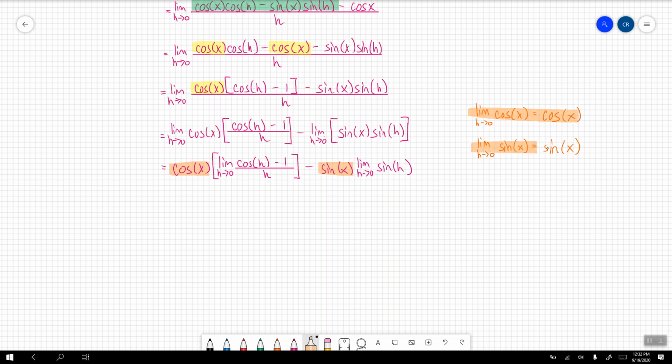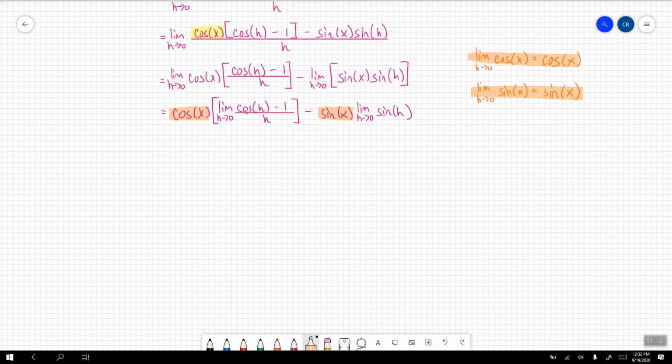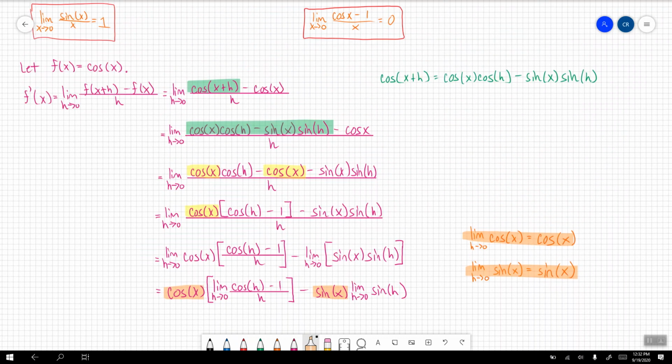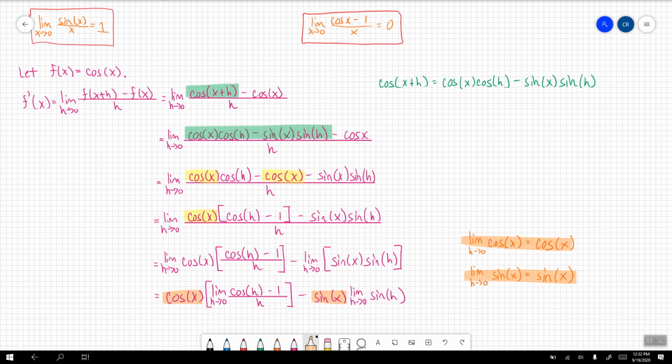That was this big piece and this big piece. There we are. Okay, so look at the first limit in the brackets: the limit as h is approaching 0 for cosine of h minus 1 all divided by h. That looks very familiar. So look at the top of your screen. The top of the screen tells me that the limit here is going to be 0.